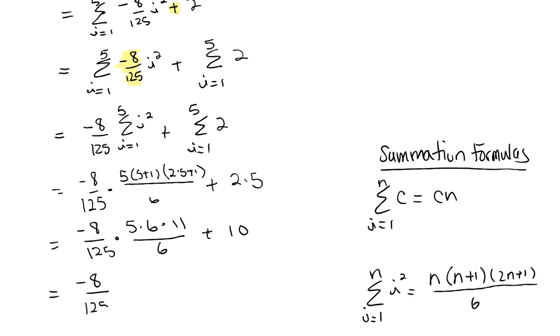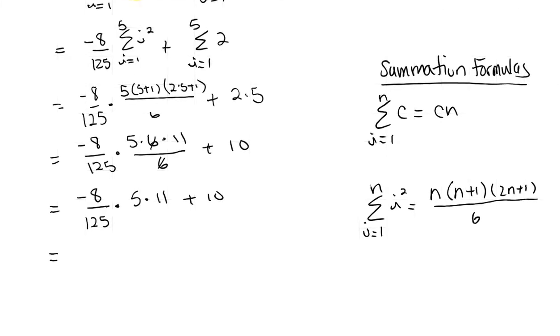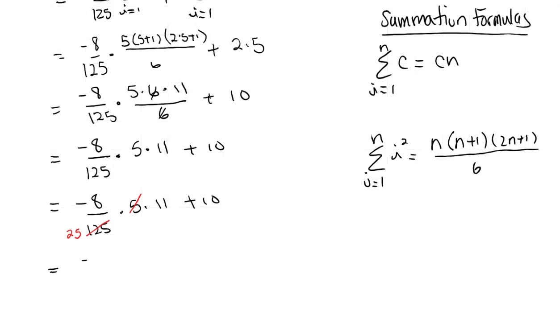Negative 8 over 125. Let's see. The 6s will cancel out, giving me 5 times 11 plus 10. Negative 8 over 125 times 5 times 11 plus 10. This 5 will cancel out with a 5 here, making this 25. I have negative 8 over 25 times 11 plus 10. That's negative 88 over 25 plus 10.